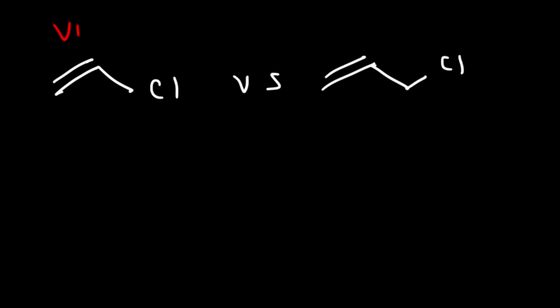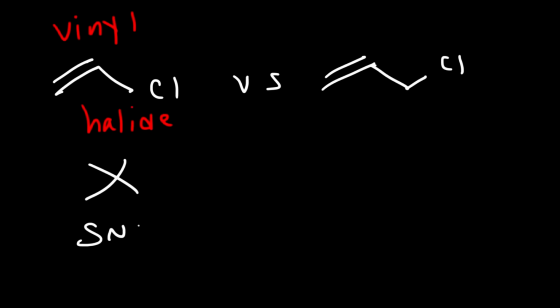The vinyl halide doesn't work. So if your leaving group is directly attached to a double bond that is in the ring or on a double bond like this, it's not going to work. So this doesn't work too well for the SN2 reaction.